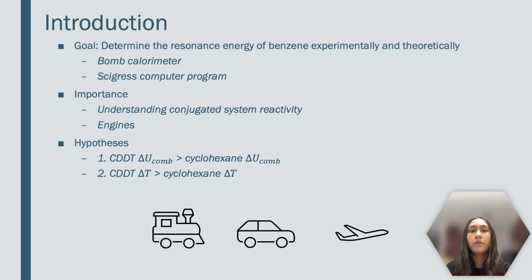So next we will move on to my hypotheses. The first hypothesis is that the change of internal energy of combustion of CDDT will be greater than that of cyclohexane. This is predicted because the reaction is isodesmic.